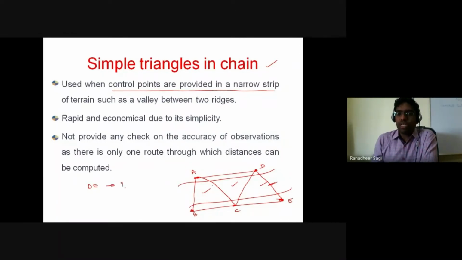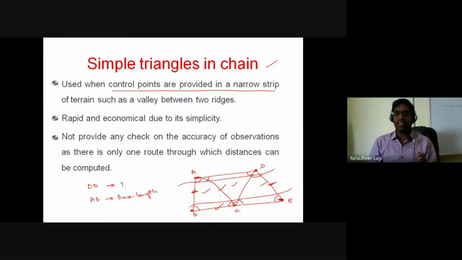Now, to find the DE length, let's say the AB length is what we call our base length, where the length of the line AB has been accurately measured, and the other angles have also been measured with the help of a theodolite. So the other angles in that triangulation network, wherever you require them, are known. With respect to the base length AB, I can find my BC length and my AC length. Then I'll move on to the next triangle.